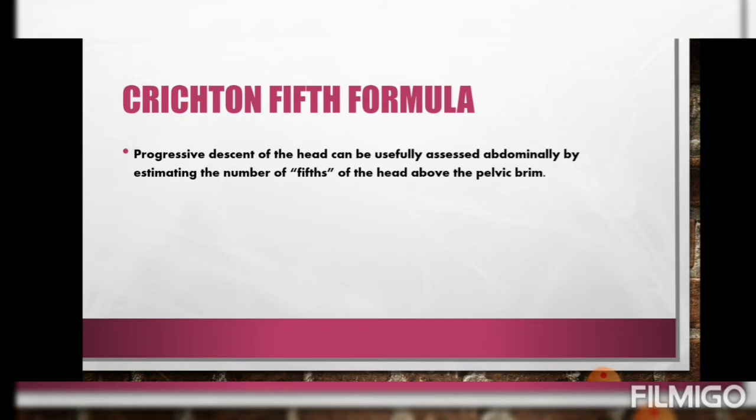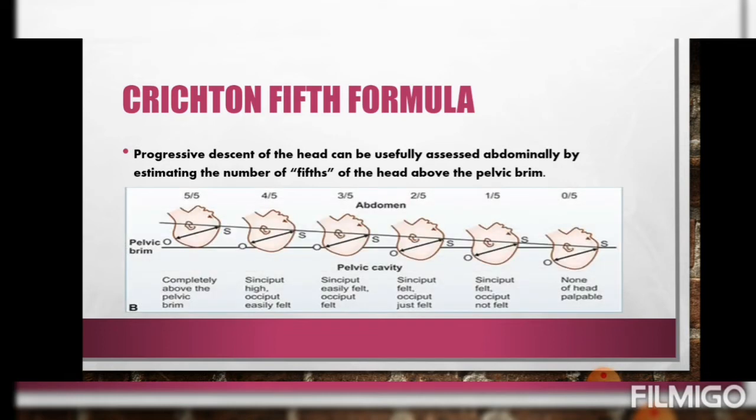It is a progressive descent of the head which can be usefully assessed abdominally by estimating the number of fifths of the head above the pelvic brim. I'll show you the diagram. This is the diagram, this is the pelvic brim. Here you can see the head is above the pelvic brim, so it is 5/5.